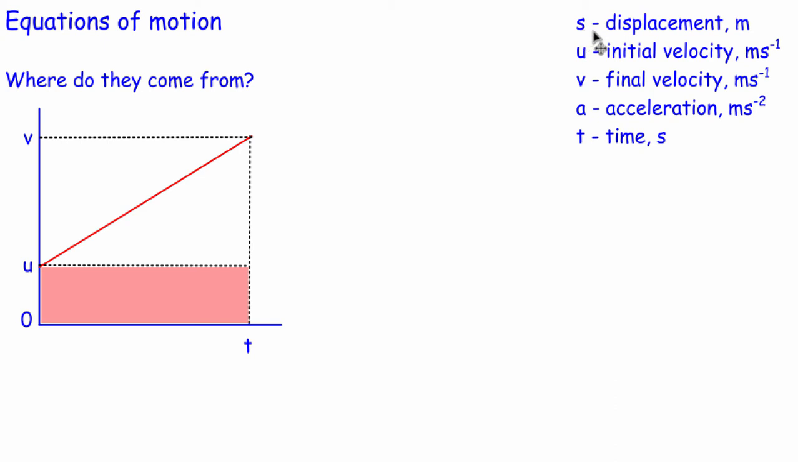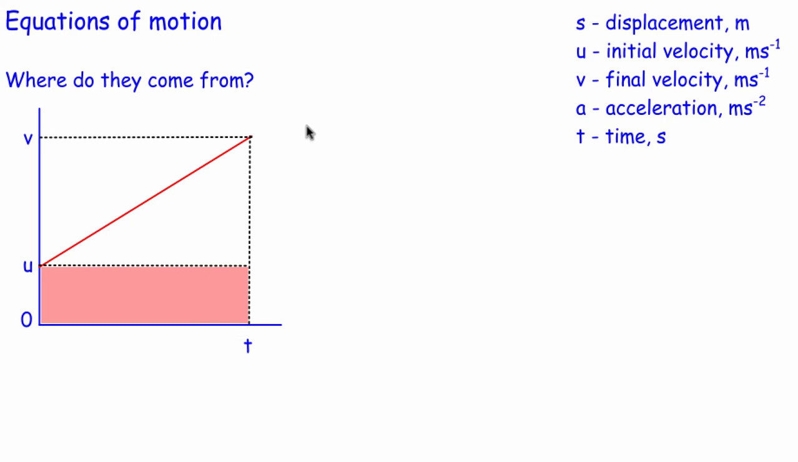The first one is S, which is our displacement. It's a vector, and it's basically the distance in a certain direction from a starting point. U is also a vector. That's our initial velocity, the velocity that an object would start with. V is the final velocity, the velocity that an object finishes with. A is acceleration, and T is the only quantity in here that's not a vector, because T is time.